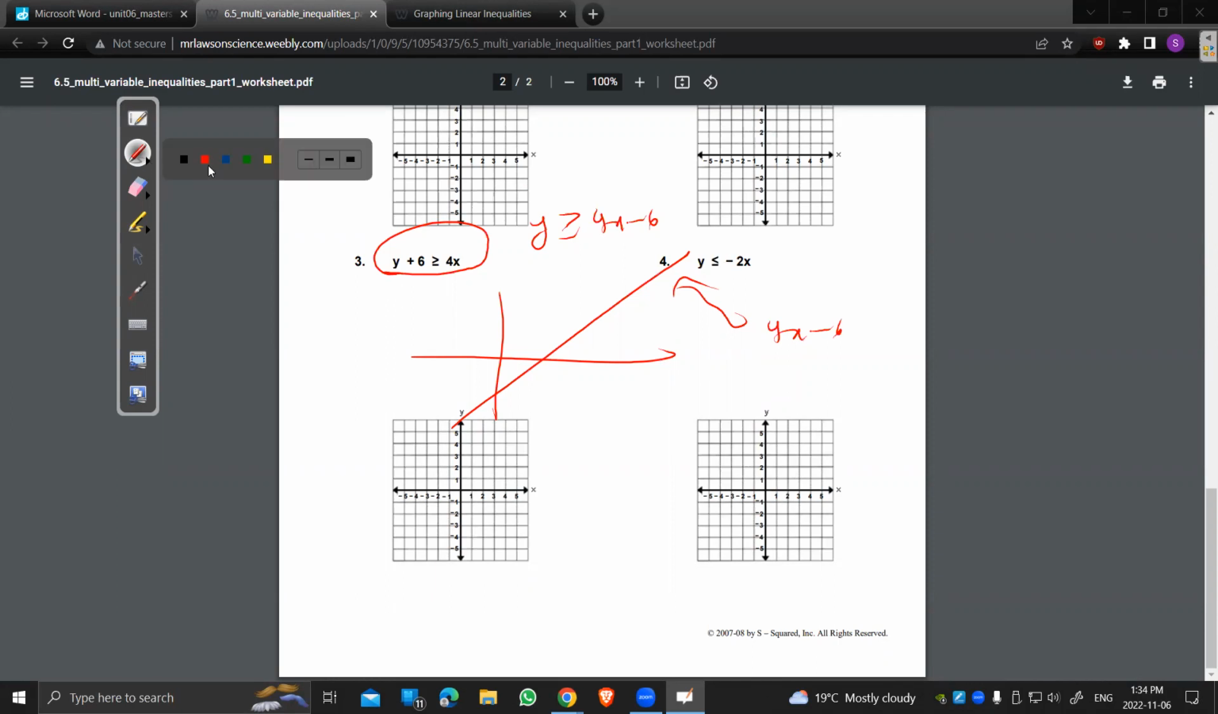Well, greater than means you've got to go up. So you'll be going this way. Cool? Greater than means you are going to go this way. Make sense or no?